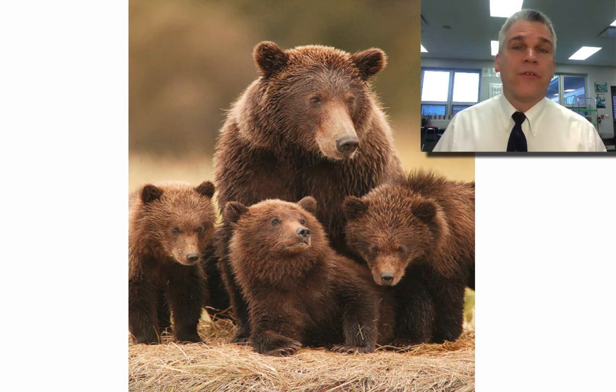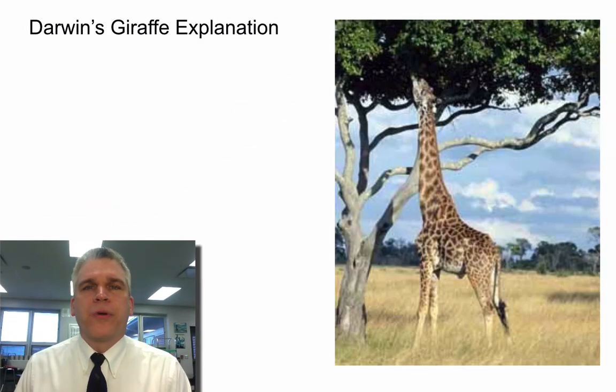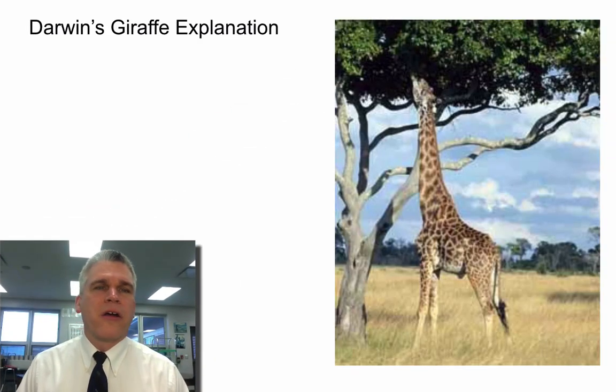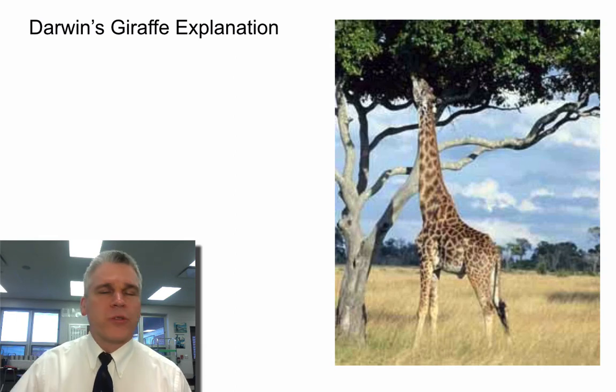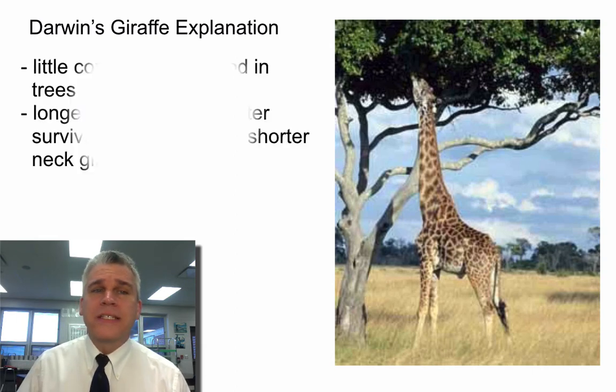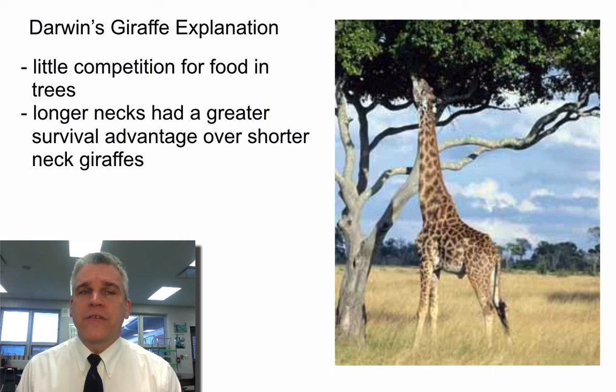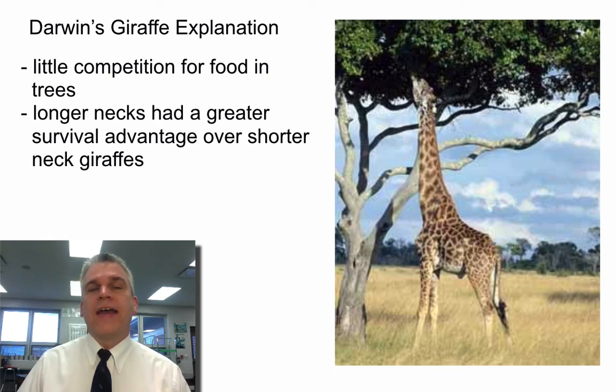And if you're successful, you're going to produce offspring that look just like you, that are going to have those same favorable variations. So let's go back to a previous video where we talked about how Lamarck explained why giraffes have long necks, and remember he said that they had to stretch, and the more they stretched their necks the longer they got, which we know of course is not true. Darwin said there is very little competition for food in trees, and so these giraffes that had slightly longer necks had a survival advantage over those with slightly shorter necks.